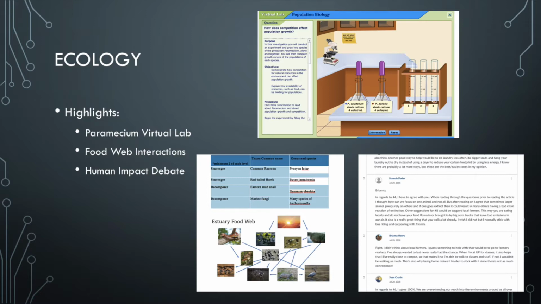So I really liked how this section of the unit kind of tied all the ecological interactions together and really brought the human dimension of it into the course.